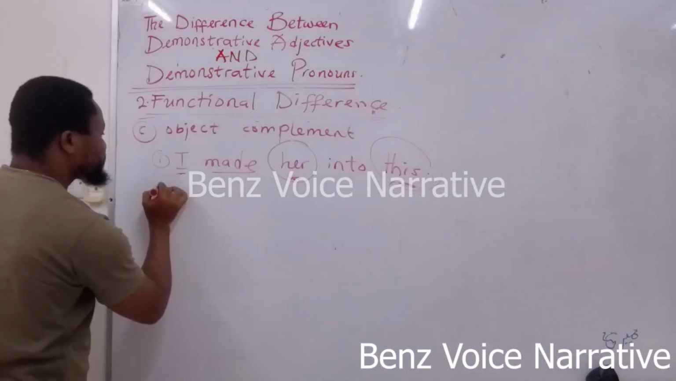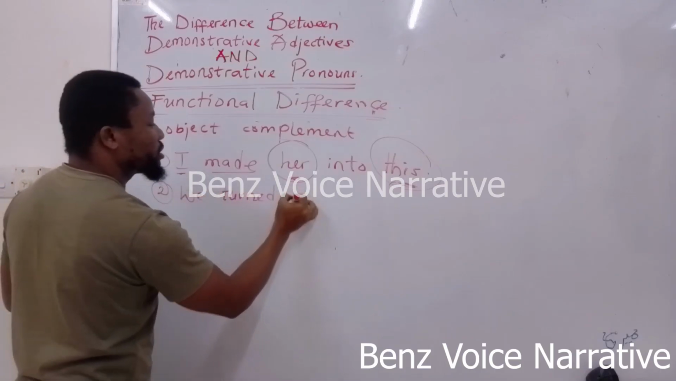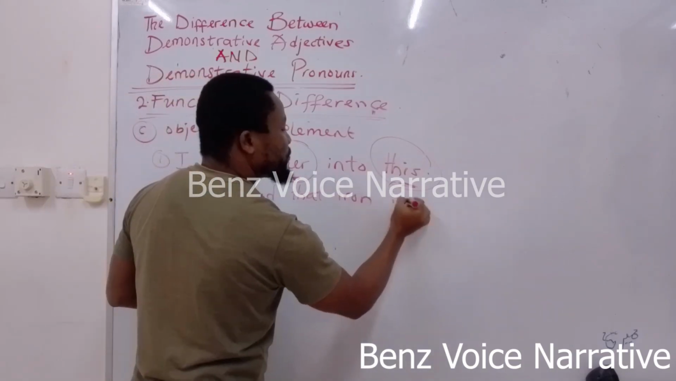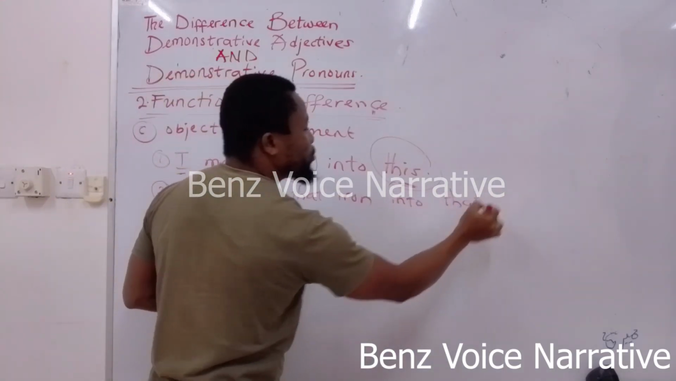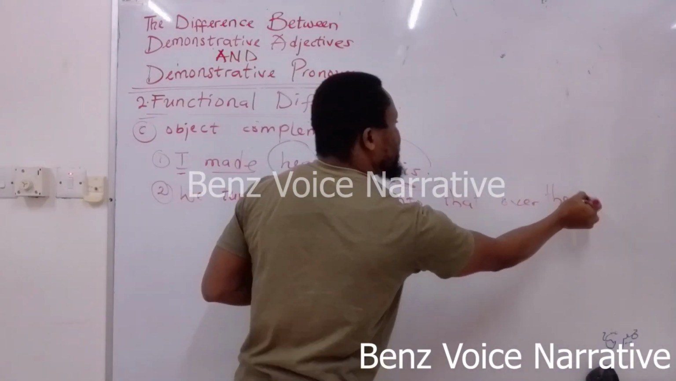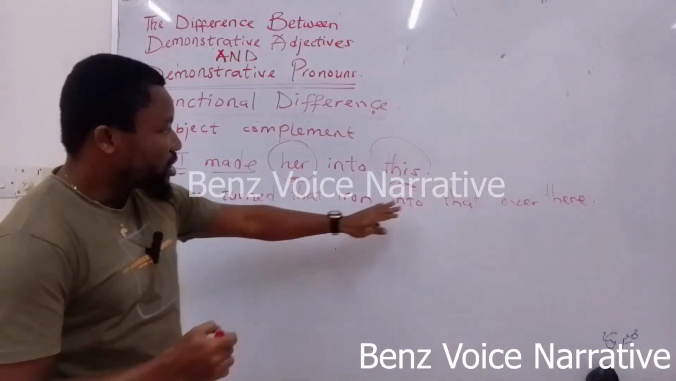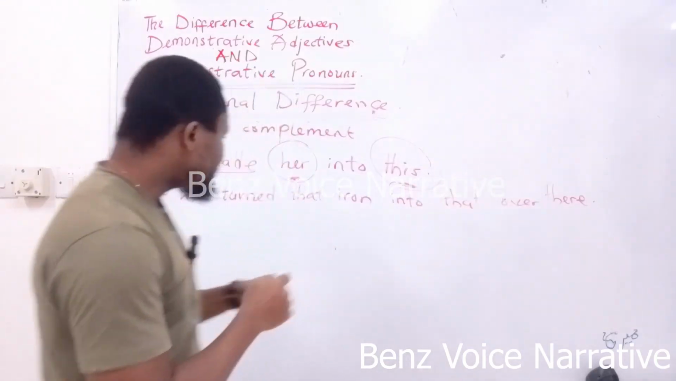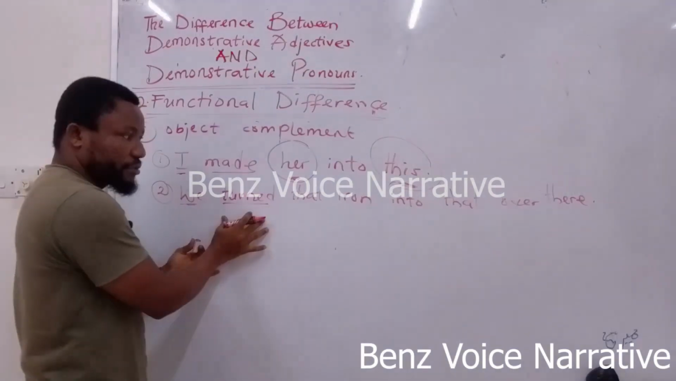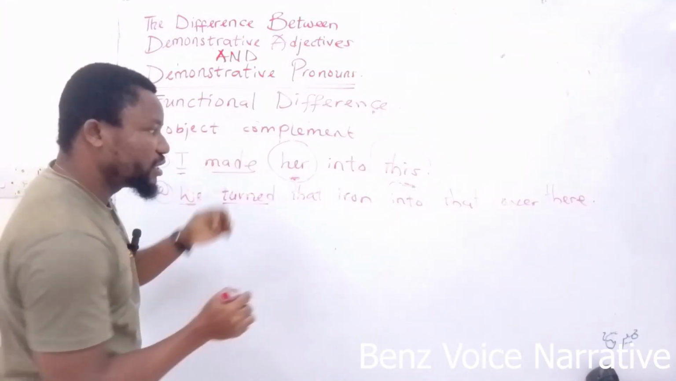Here is another example. We turned that iron into that over there. Into that over there. We turn that iron into that over there. We, the subject, okay? Turn, the verb. What did we turn? What did we turn into something?